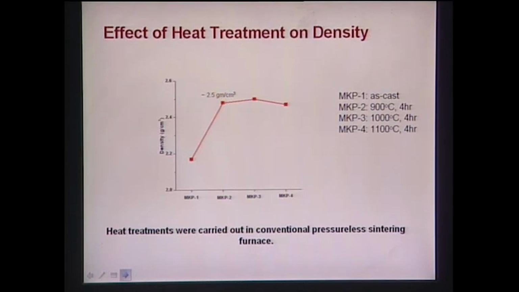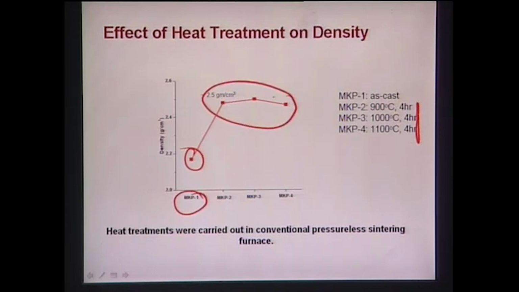As you see, MKP1 has a very low density, and that is because of the high level of porosity in the structure. Now, when you heat treat them at 900 to 1100 degrees Celsius, this material has a largely equal, almost identical density, which is close to around 2.5 gram per cc. Okay. Now, 2.5 gram per cc essentially tells you that this material has a very low density, and these low density materials can be obtained in these magnesium phosphate materials.